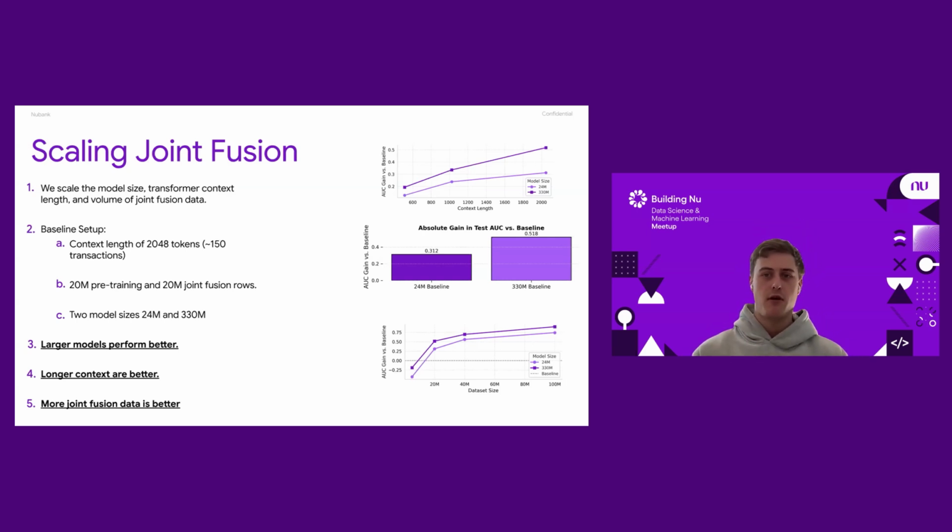And overall, we see some very promising scaling properties here. Firstly, larger models perform better. This is a good first step. We also see that more joint fusion data is better, also very promising. And finally, we see that longer context lengths are better. But on this last point, I want to emphasize that the larger models can make better use of the longer context length. So not only does having the longer context length benefit our model in terms of being able to understand a longer time horizon of the user, but the larger models are able to better access this data or better learn the insights from this data. So this is very promising for scaling these models further in the future.